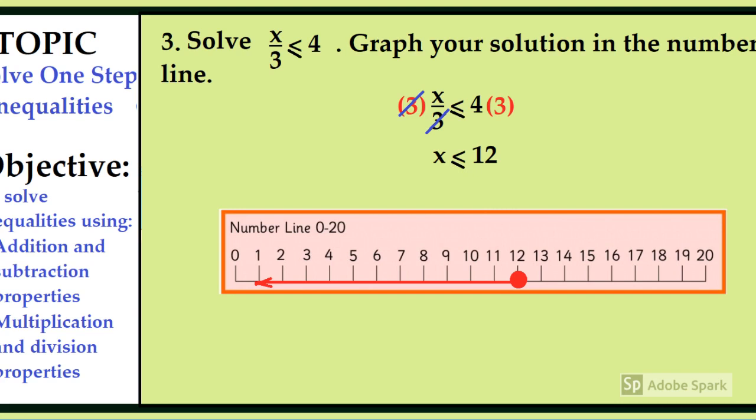We're going to locate number 12 on the number line with a closed dot because it might be equal to x. And the inequality symbol is pointing to the left, therefore the arrow is going to the left. And all the numbers smaller than 12 are the values of x.